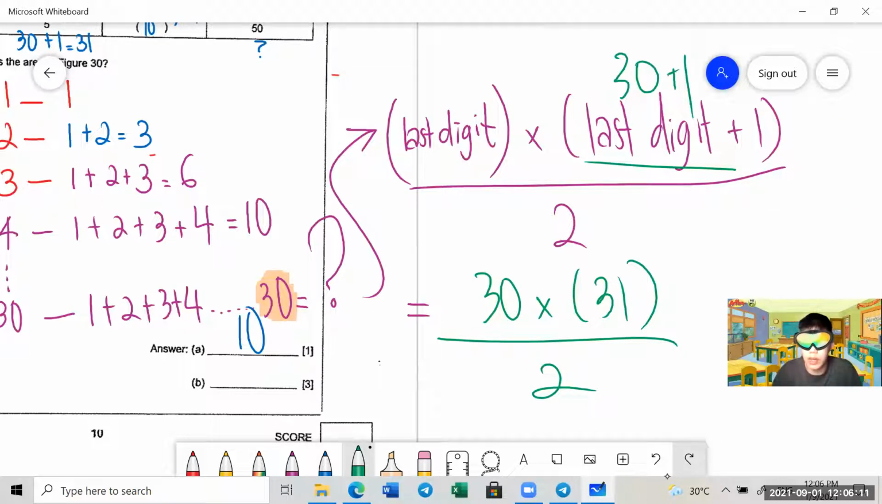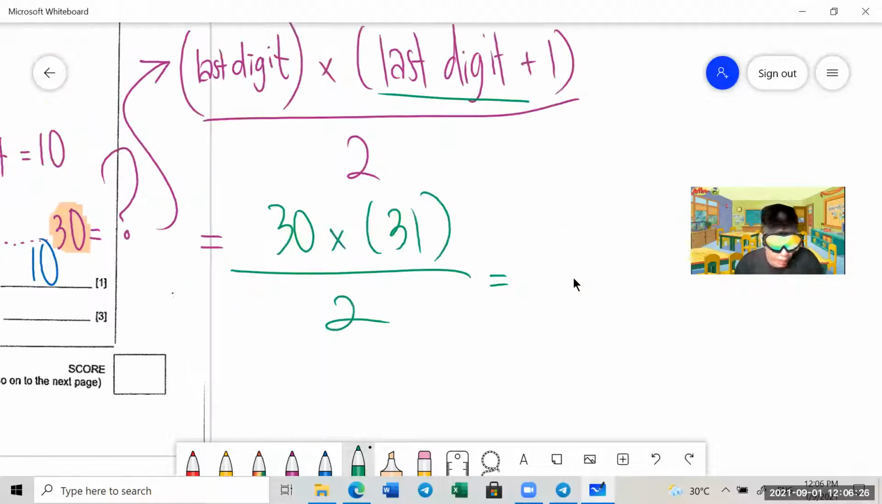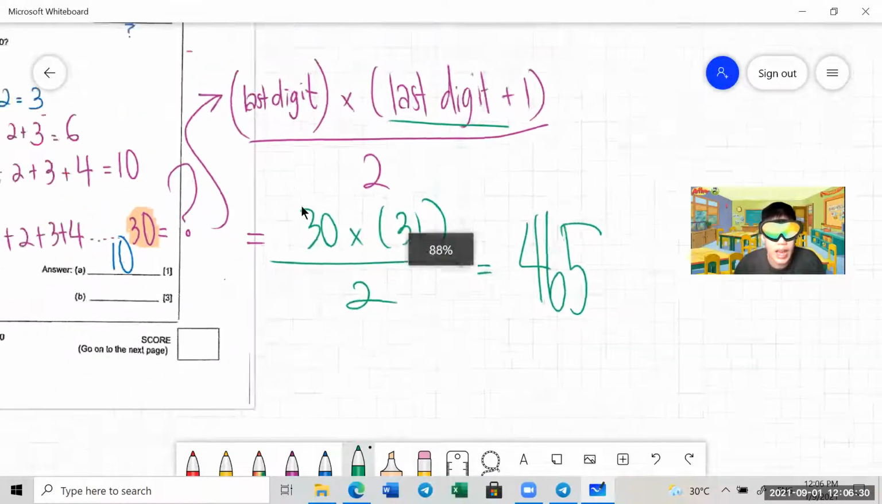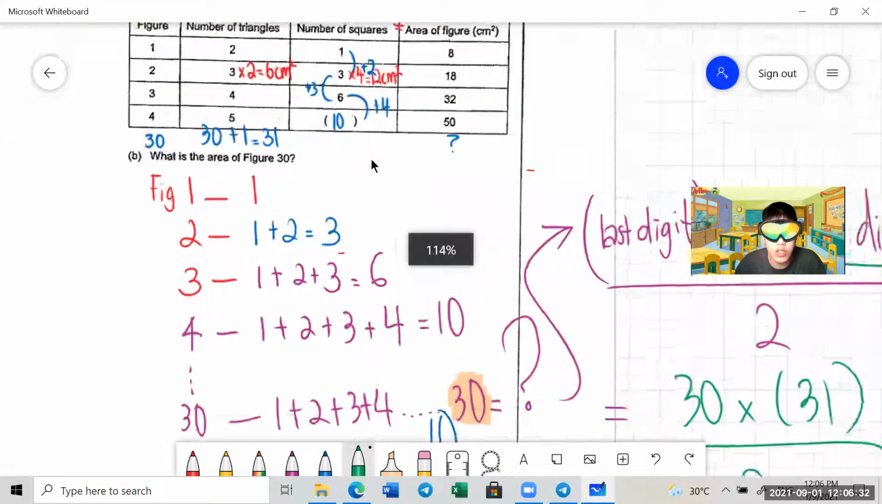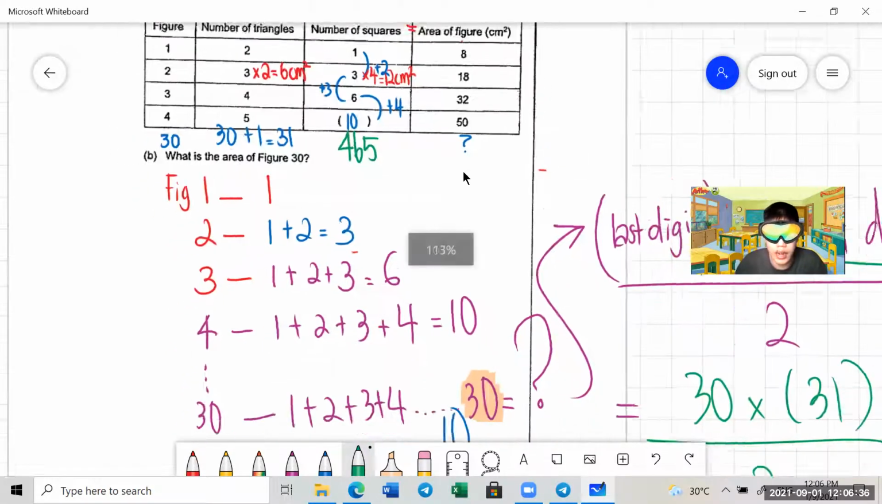So just remember, you really have to memorize this formula when you do your calculation. 30 times 31 divided by 2. Can you all spend some time to do your calculation? In this segment, you can actually use the calculator, no problem at all. So this is actually 465. What they are trying to say is: I have 465 squares. Simple.